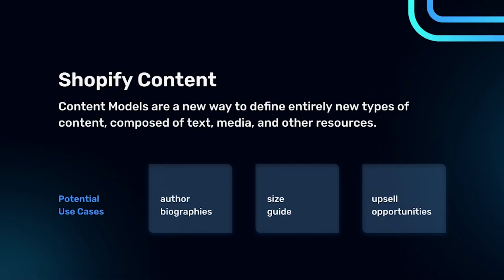Now, I'm sure for a lot of you, especially those who missed yesterday's awesome presentation about the new Shopify content program, you're probably wondering what Shopify content is. So here's the TLDR. Content models are a new way to define entirely new types of content composed of text, media, and other resources. Think author bio, suggested recipe, or even an upsell opportunity. This functionality extends Online Store 2.0 and makes it easier for our merchants to go headless by keeping everything within the Shopify ecosystem.